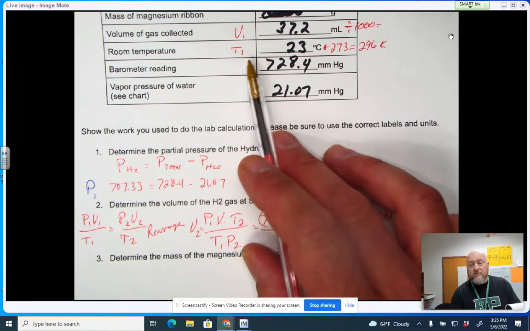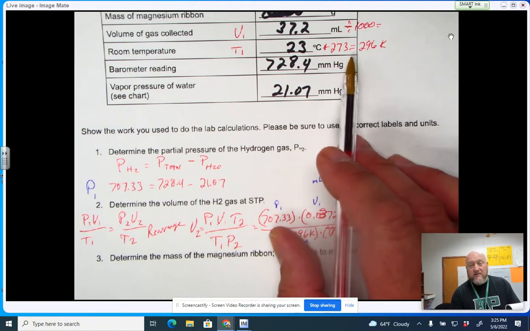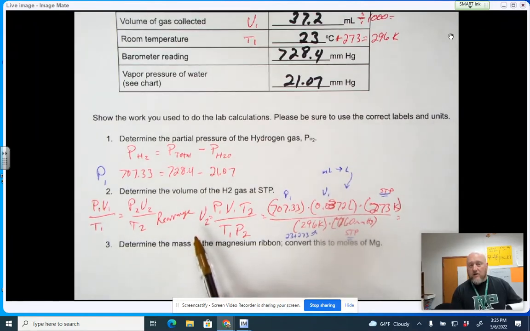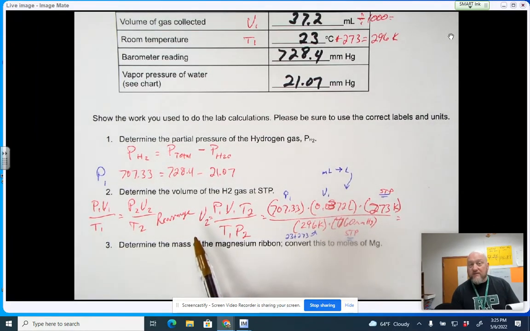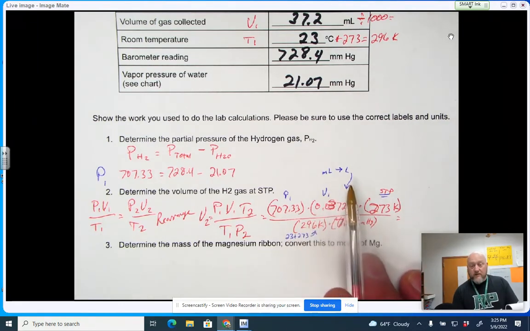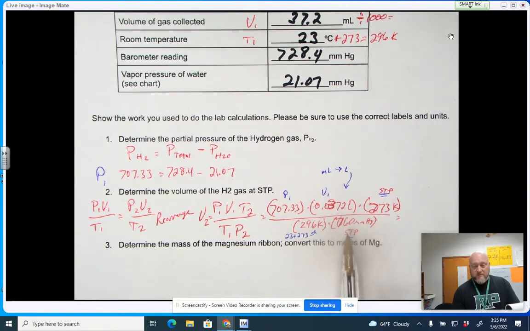And our temperature is given to us as 23 degrees Celsius. We know since we're dealing with a gas, it needs to be in Kelvin. So we need to add 273. So in order to find our final volume, we need to rearrange our combined gas law using the information made available. We have our initial pressure, we have our initial volume, again, milliliters to liters. We want to put that in there. And then our final temperature is going to be STP, so 273. At the bottom, our initial temperature was 23 degrees Celsius, which again, we need in Kelvin. So we add 273. And our final pressure is STP, 760 millimeters of mercury.